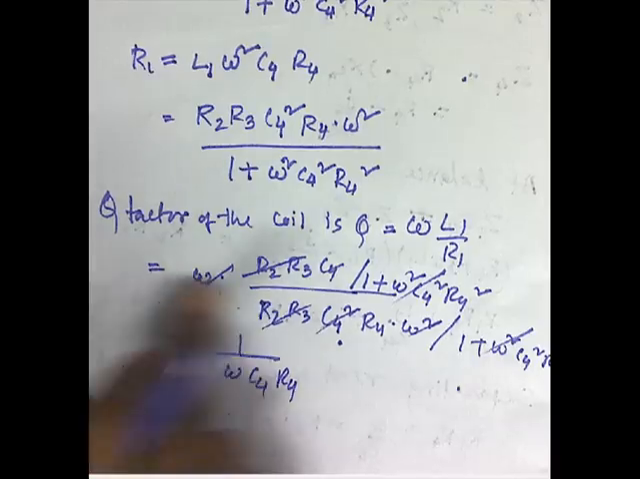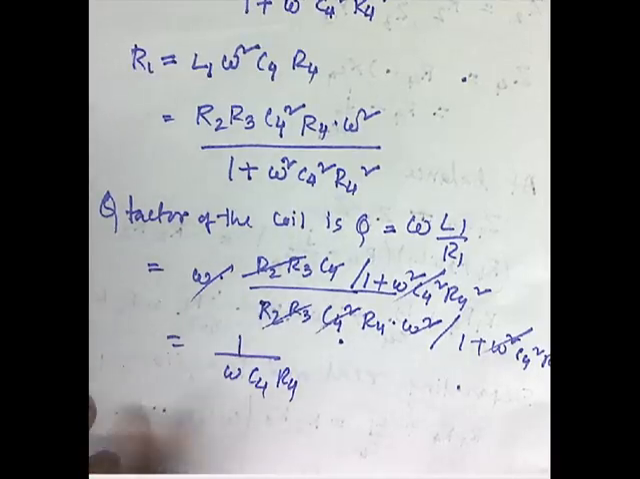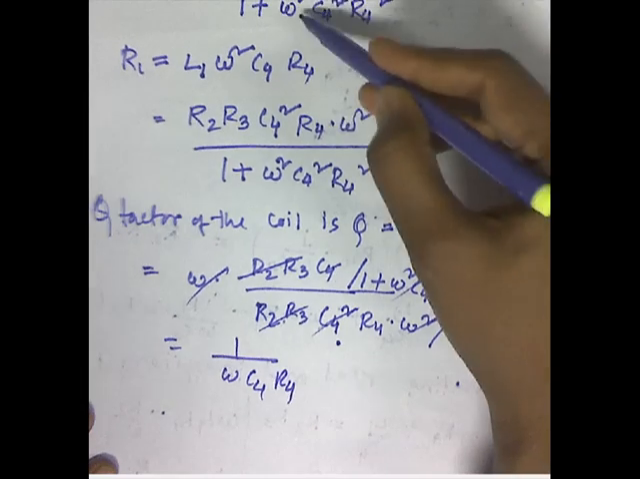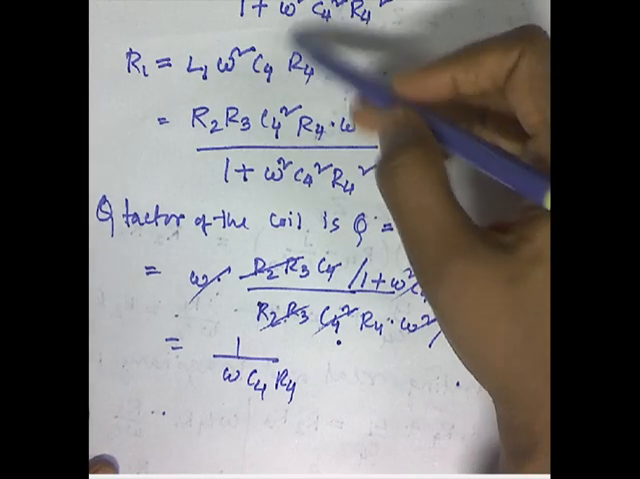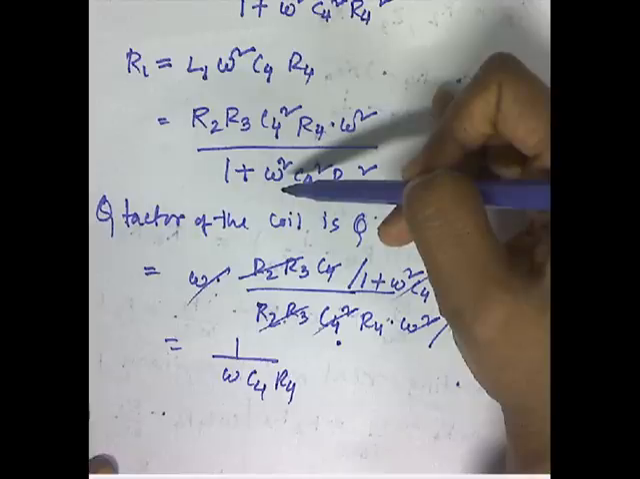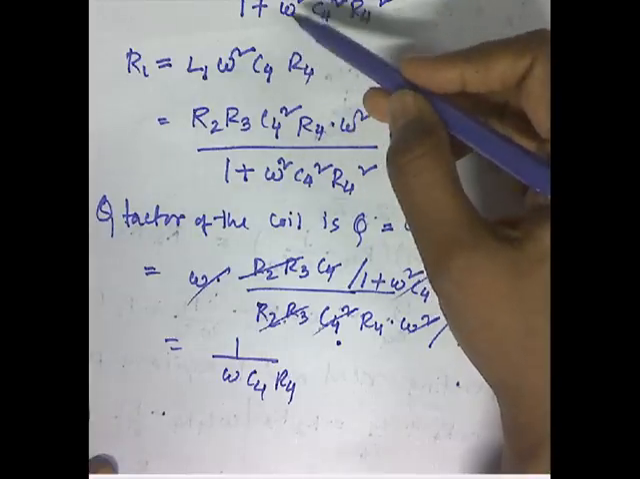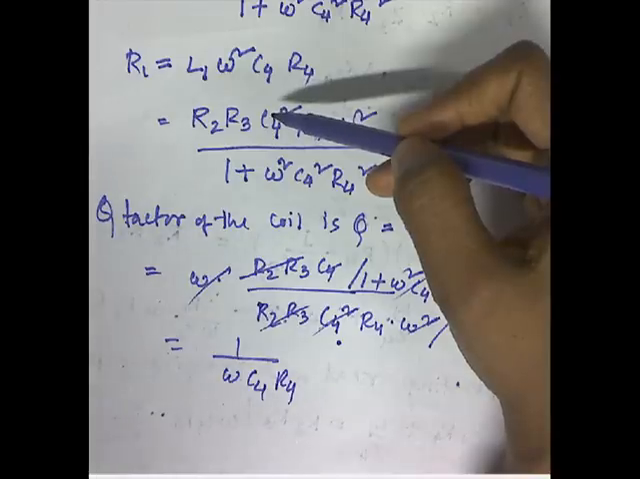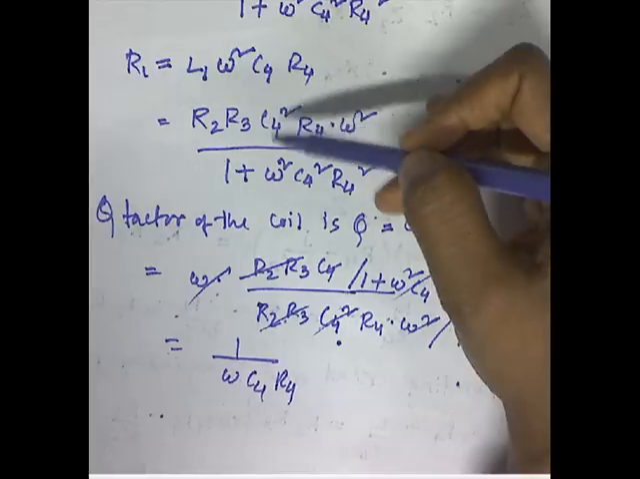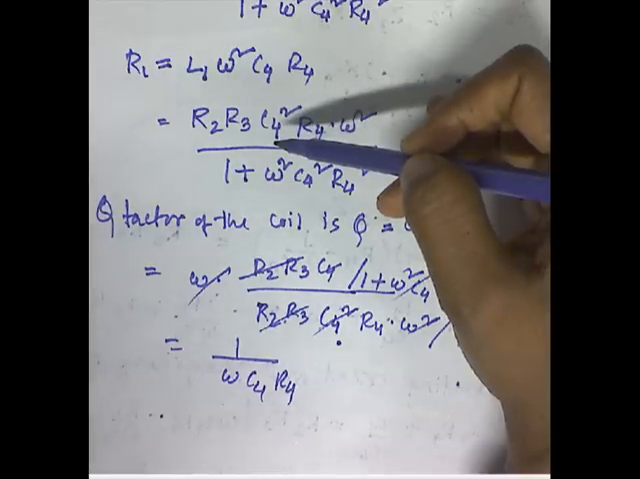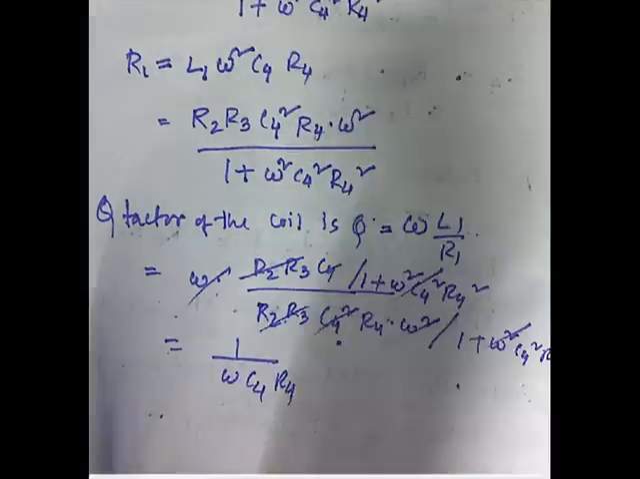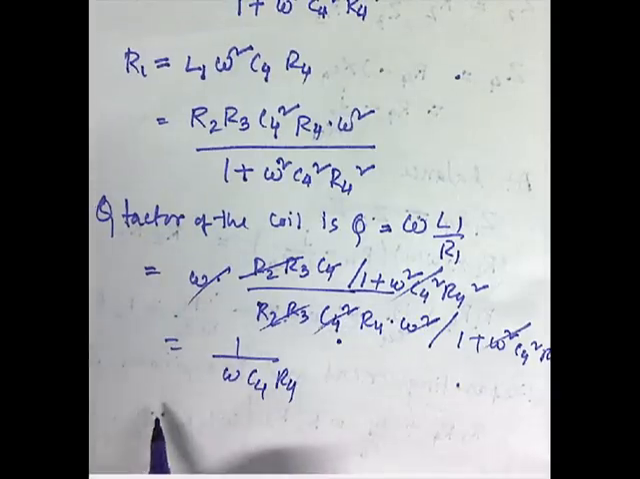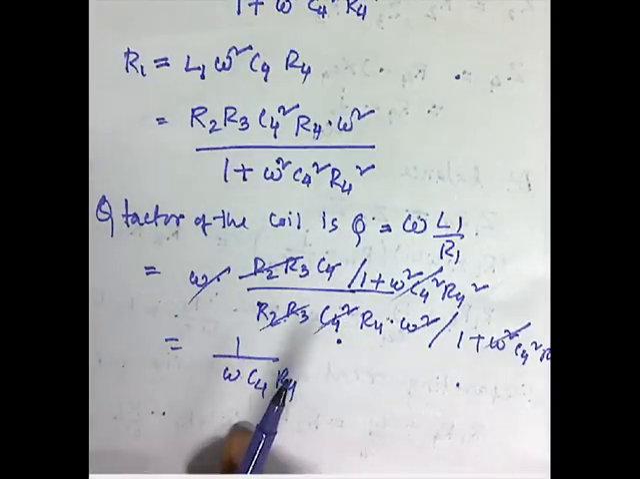Now the expressions for the unknown inductance and resistance contain frequency. We have omega in L1 and in R1. So in these expressions we have the frequency term. Therefore it appears that the frequency of the source of supply to the bridge must be accurately known. This is not true for the inductance where a high Q coil is being measured.